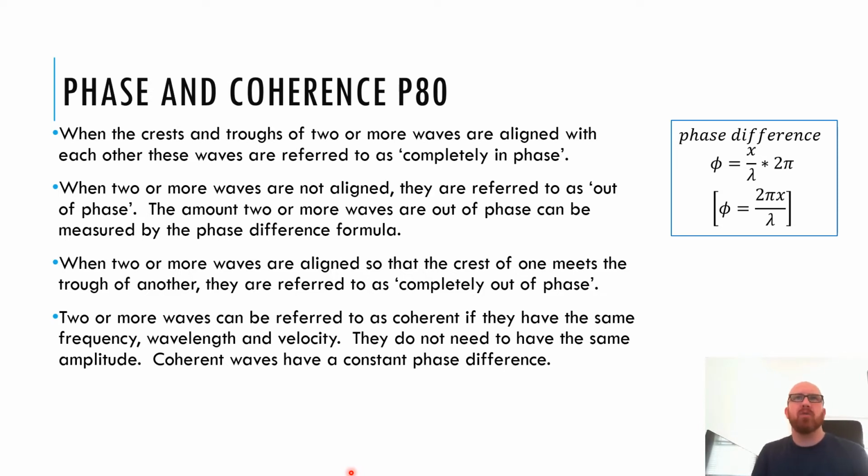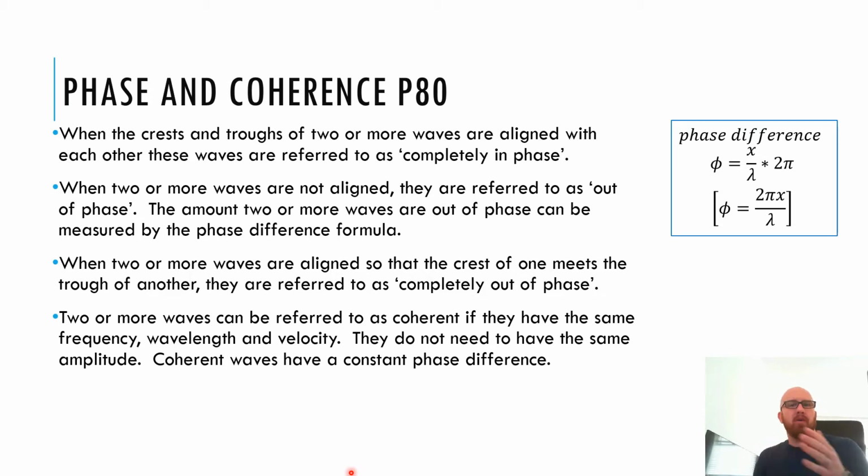When the crests and troughs of two or more waves are aligned with each other, these waves are referred to as completely in phase. So when they're lined up and the crests and the troughs meet and the peaks meet and they go through their cycle at the same time, then they are known as completely in phase waves. When they're not aligned, they are referred to as out of phase.